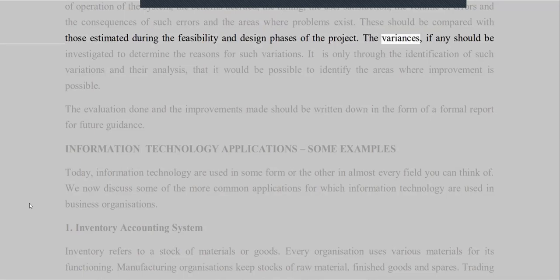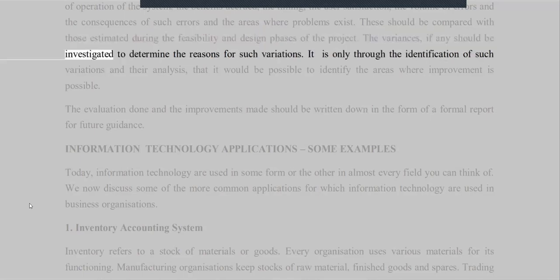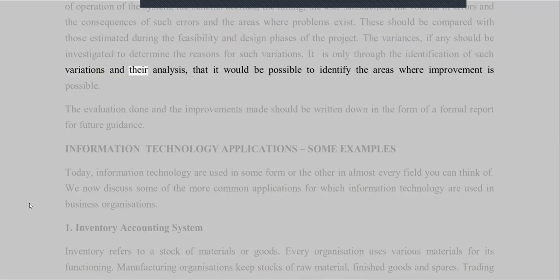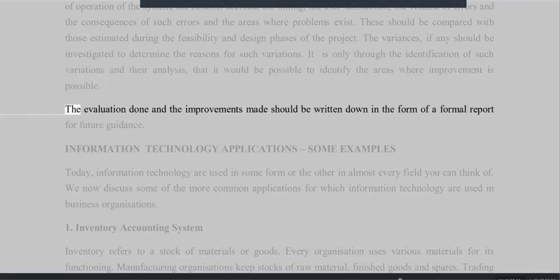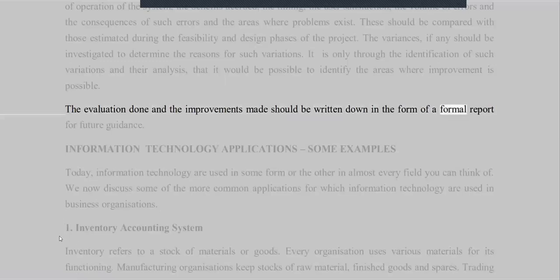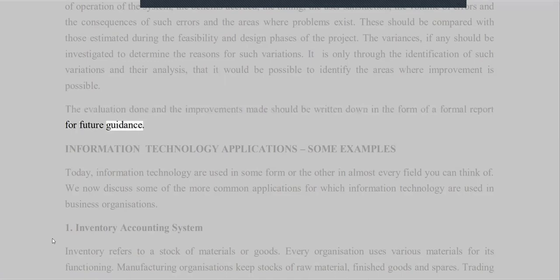The variances, if any, should be investigated to determine the reasons for such variations. It is only through the identification of such variations and their analysis that it would be possible to identify the areas where improvement is possible. The evaluation done and the improvements made should be written down in the form of a formal report for future guidance.